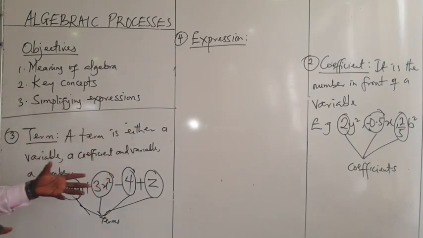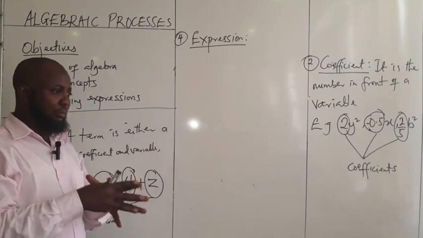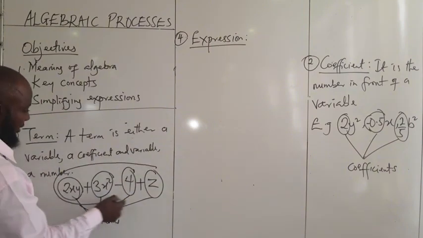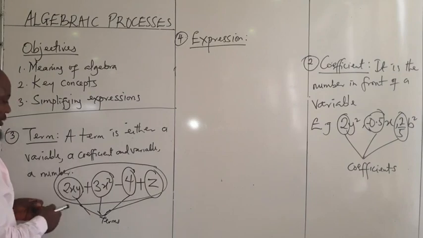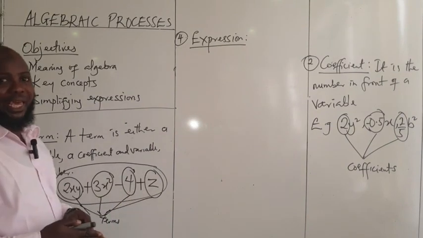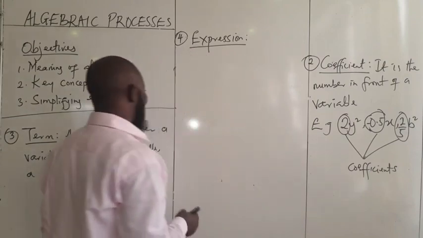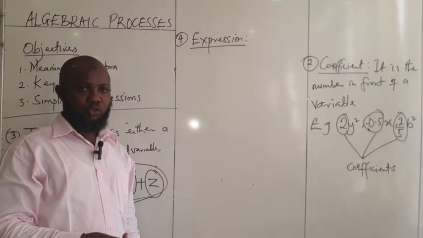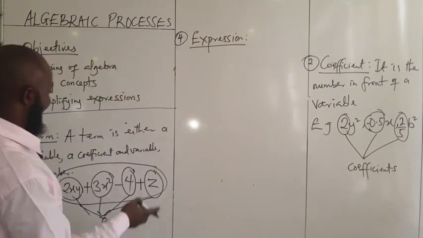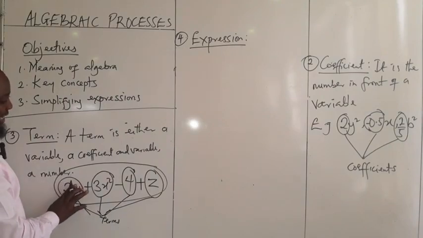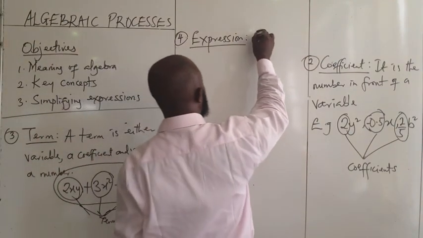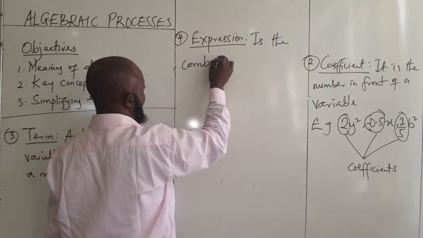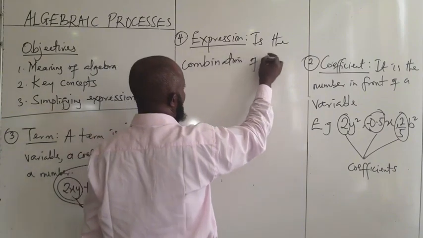But now expression is when we combine different terms together, just like this one. Everything here, without separating them, we regard this as an expression. So if we now have the one that has equals to, it will now become an equation. But there is no equals sign there, so we refer to this as an expression. So expression is the combination of terms.